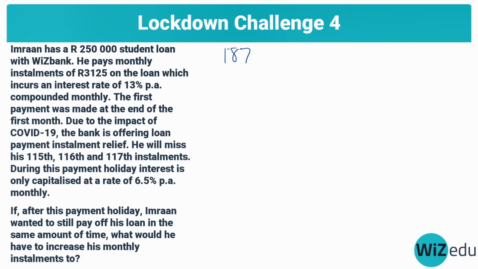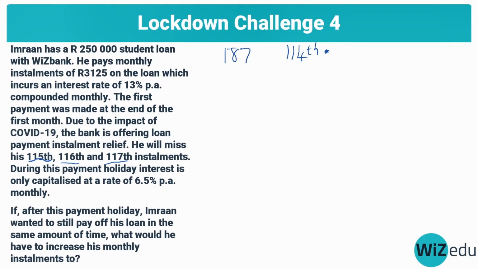So we have 187 repayments. Now our next step is going to be to calculate the value of the loan outstanding after the 114th repayment, because our repayments stop at 115, 116, and 117. So we need to know the value at the end of the 114th payment, so we can add interest during this period when repayments will not be made. So there's two methods you can actually go about doing this. I'm going to show you both methods.